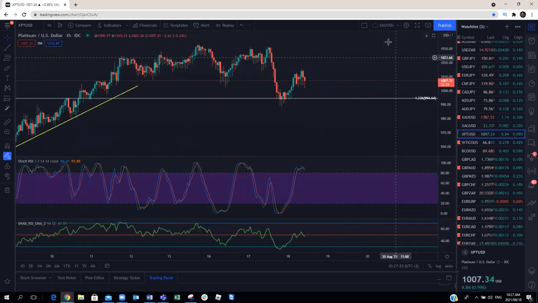Platinum on the 1 hour, we've got a setup for downside. We can see platinum drop back to this level.